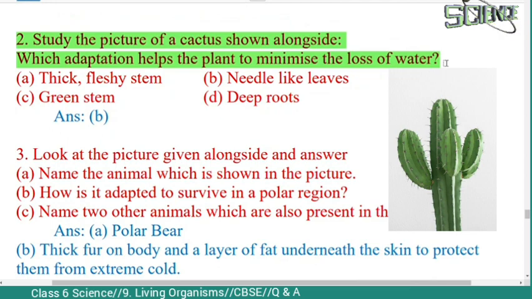Here, which adaptation helps the plant to minimize the loss of water? The answer is needle-like leaves. If a plant contains needle-like leaves, then the loss of water can be minimized.